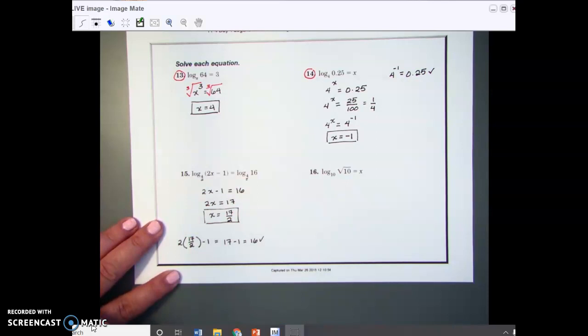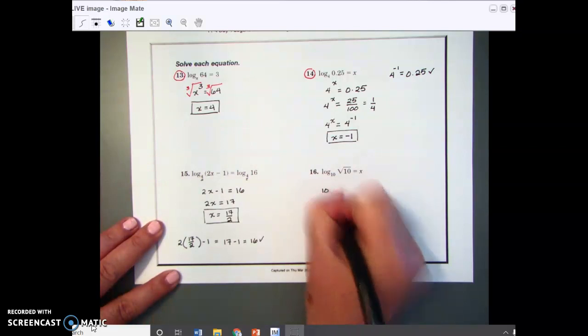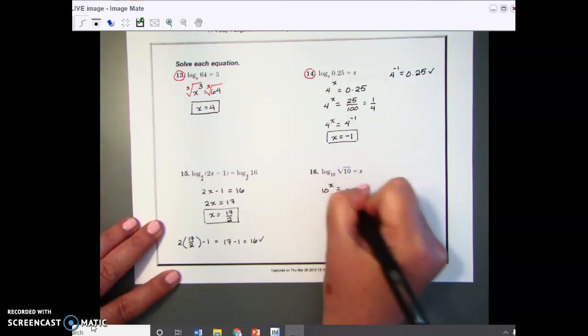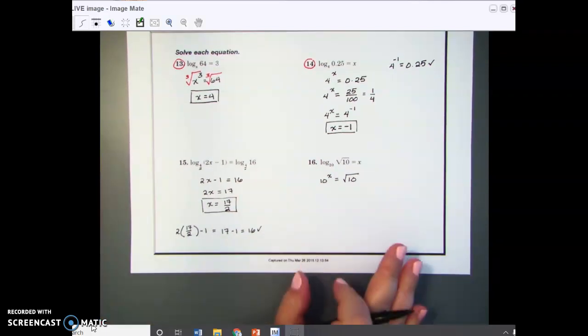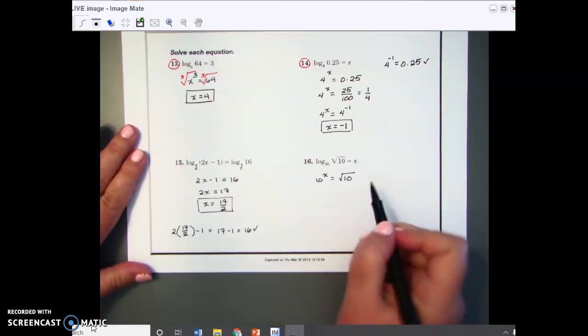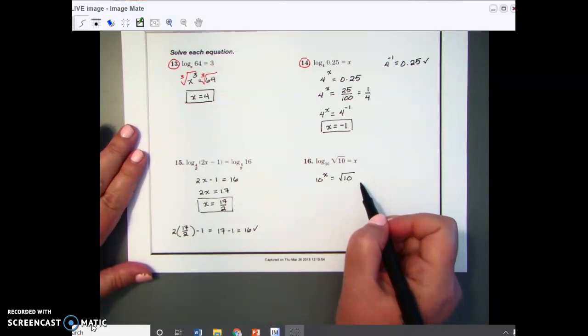All right, so question number 16 is similar to 13 and 14, that my base is going to be 10, my power is going to be x, and then my number is the square root of 10. So this is why we practiced exponential or rational exponents in the beginning section.